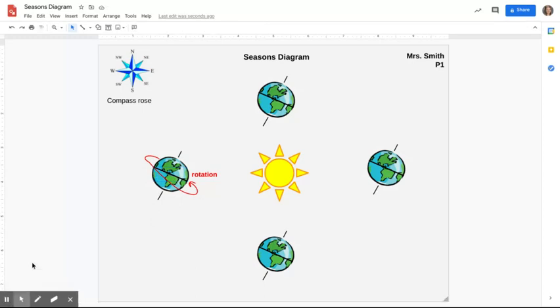Now, we talked about the equator always getting direct sunlight. So if we think about that, and you don't need to draw this, but if we have a line coming straight from the sun towards the earth, which area of the earth is getting the most sunlight?